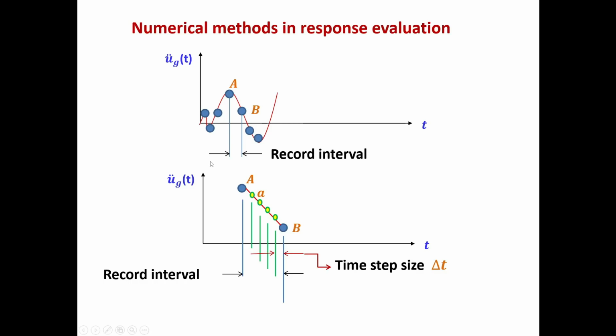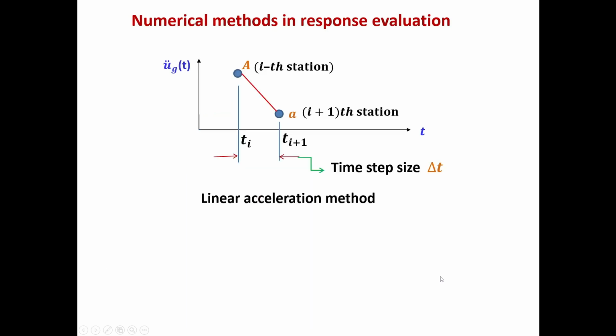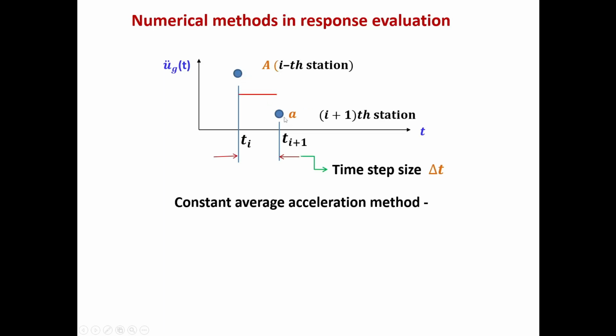The ground motion record can have some interval of record, which is called the record interval, and this is subdivided into sub steps so that we get more accuracy, and each sub step is called the step size delta t. And we have seen earlier that the Newmark method can be either the linear acceleration method, where from one station to the next the acceleration is assumed to vary linearly, or the constant acceleration method, where between two stations an average value of the acceleration is supposed to remain constant between the two stations.